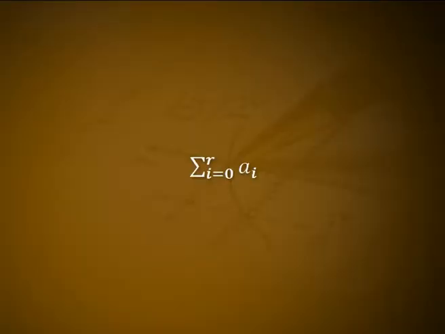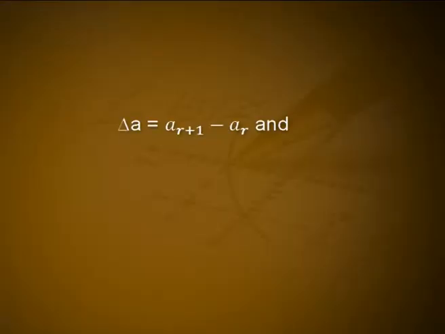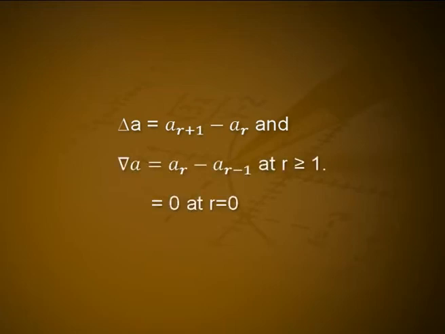Accumulated sum. The accumulated sum of a numeric function a is a numeric function whose value at r is equal to the summation of a(i) for i equal to 0 to r. Forward and backward difference. The forward and backward difference of a numeric function a are numeric functions denoted by Δa and ∇a respectively, whose values at r are: Δa(r) is equal to a(r + 1) - a(r), and ∇a(r) is equal to a(r) - a(r - 1) for r ≥ 1 and 0 at r equal to 0.